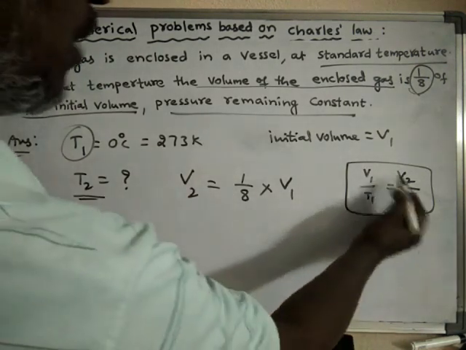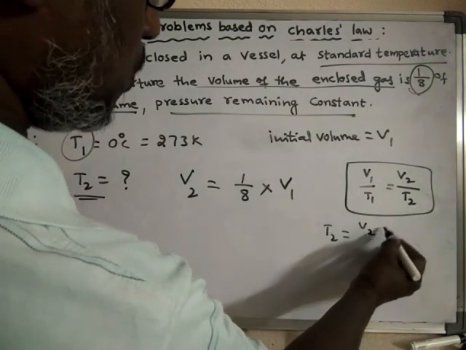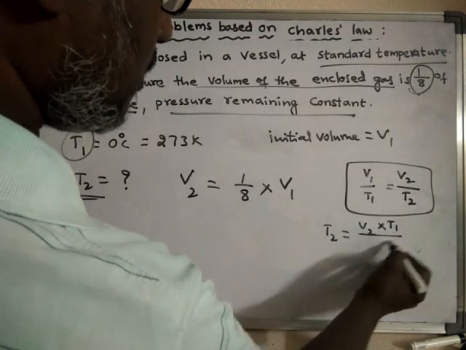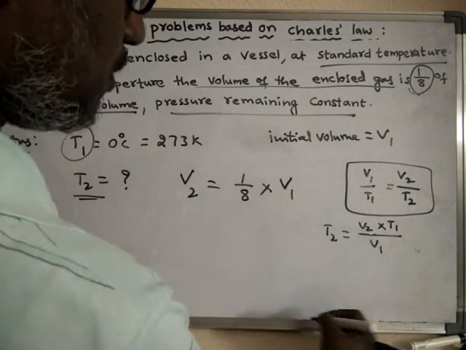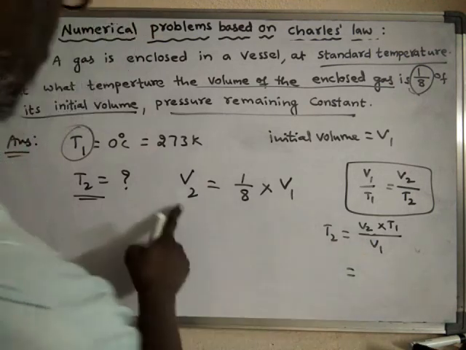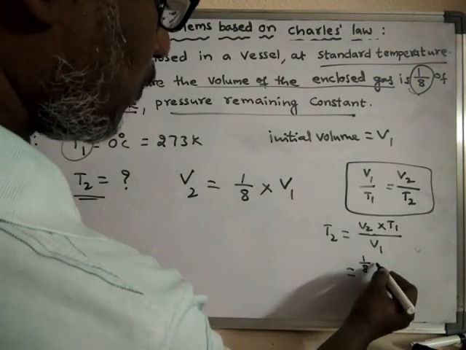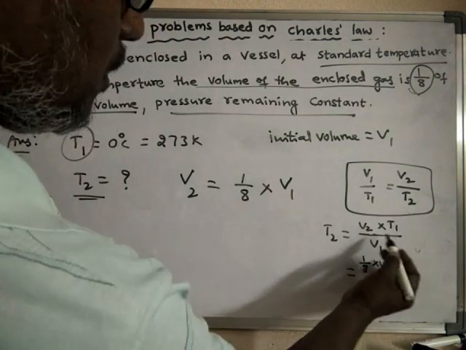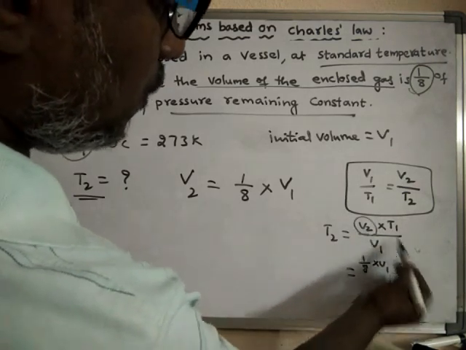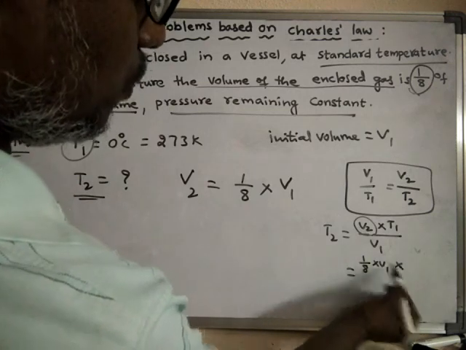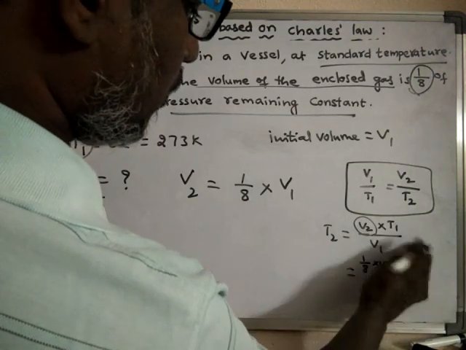Upon rearranging, T2 will be V2 into T1 by V1. So what is the V2 value? V2 value is 1 by 8 of V1. So V2 is nothing but 1 by 8 of V1, into T1. What is T1? 273 Kelvin.